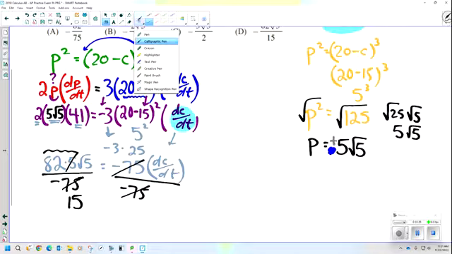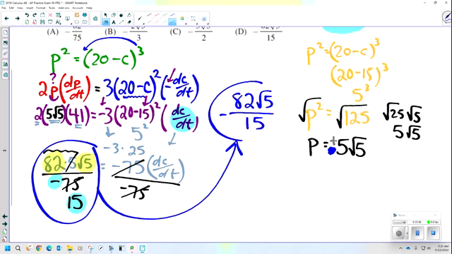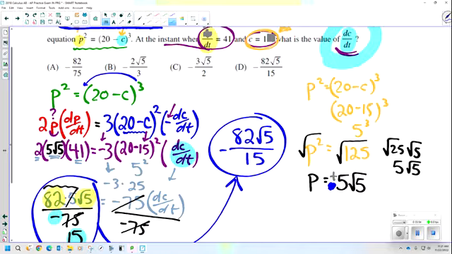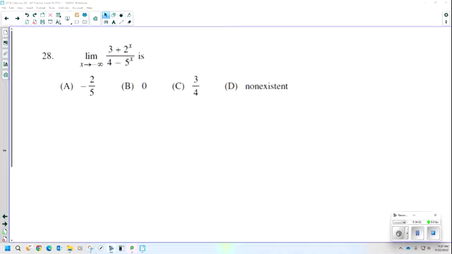All right, so my answer in all of its glory is 82 radical 5 on top over negative 15 on the bottom. Okay, so let's write that out nice and clean. 82 radical 5 over 15, and it's negative. That's dC/dt. And if I look up here, will you look at that? That, my friends, is choice D. Ooh, 28. 27 was a little bit of a doozy. So let's just go right into 28.